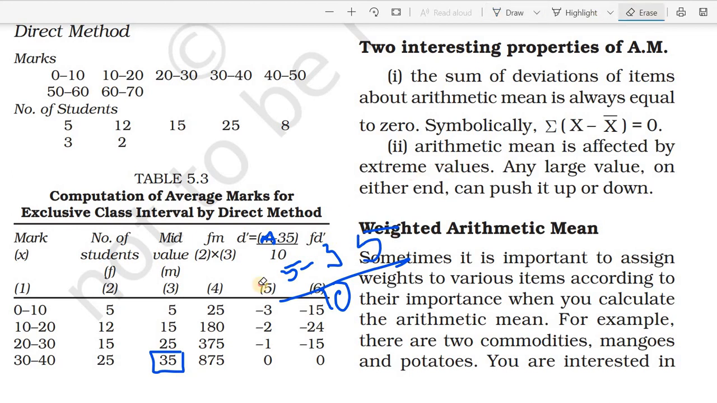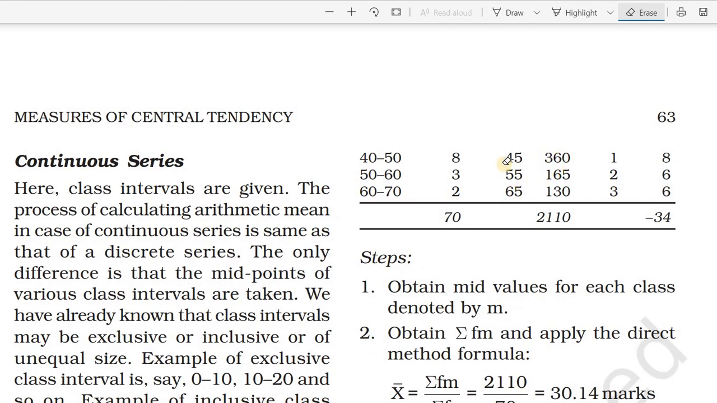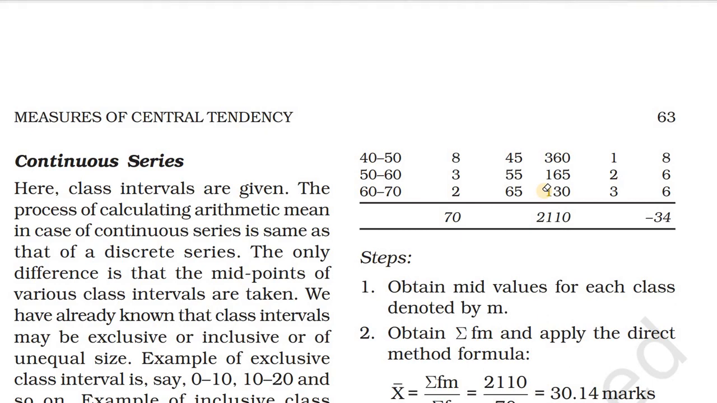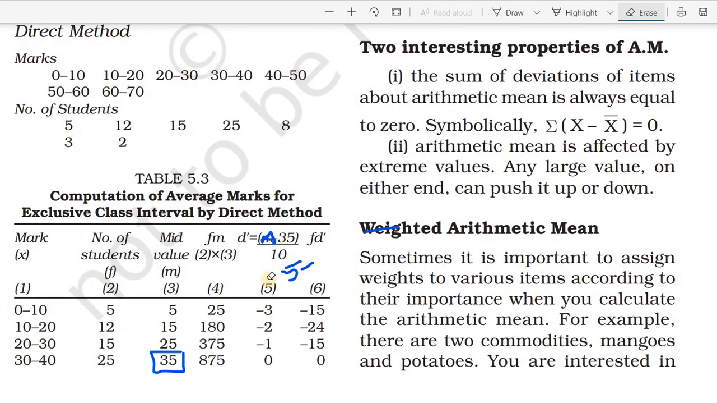Okay, then we got the answer: minus 3, minus 2, minus 0, 35 minus 35, 0, 0 divided by 10, 0. Next step is 45, 45 minus 35, 10, 10 by 10, 1. 55 minus 35, 20, 20 by 10, 2. 65 minus 35, 30, 30 divided by 10, answer is 3.